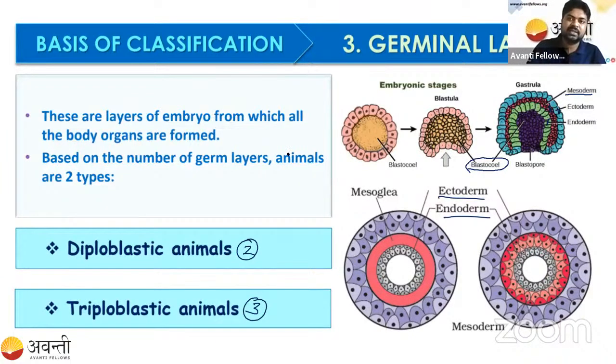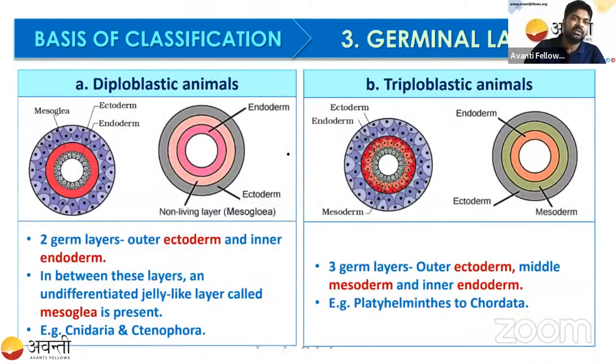So we will discuss this germinal layer in detail. Here you can see the diploblastic animal, so they contain the ectoderm and endoderm only. In between these layers there is an undifferentiated jelly-like layer called mesoglea. That means in between ectoderm and endoderm there is a jelly-like layer, and that jelly-like layer is known as the mesoglea. Please write this down, because important questions come from this part.